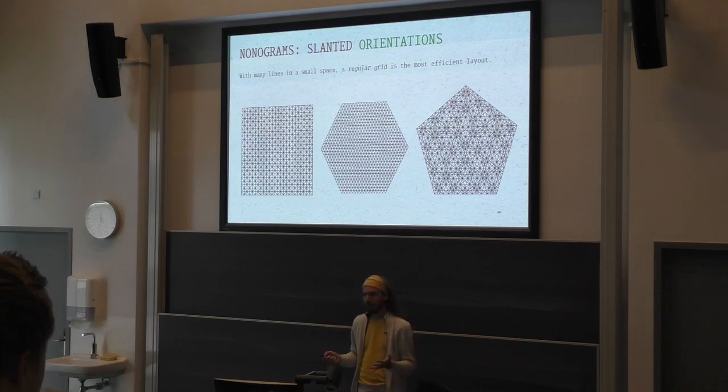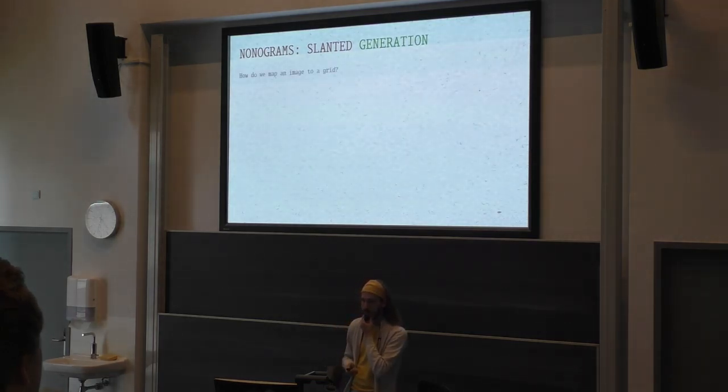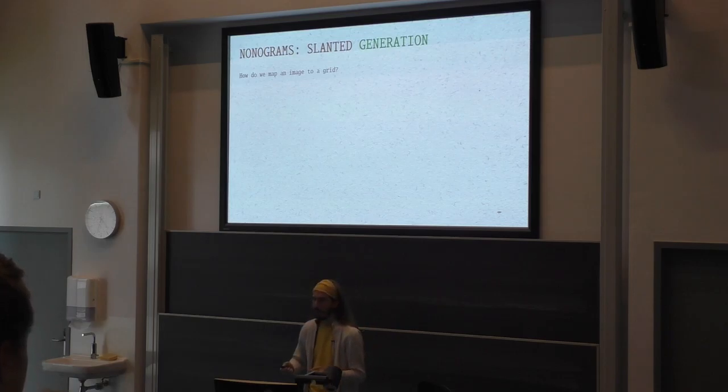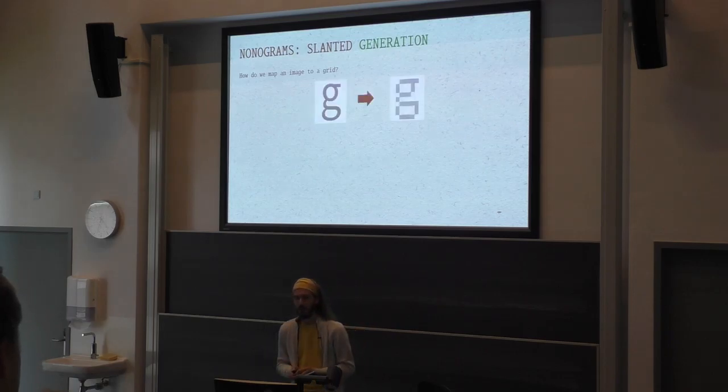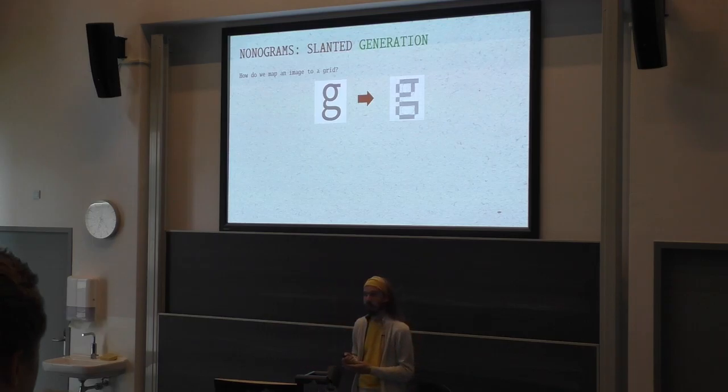So then that leads to a question. If I have a picture and I want to represent it using one of these grids, how do we map an image to a grid? And that's actually something for which there is a lot of research. So for instance, because fonts have to be displayed on monitors, especially 20 years ago, these monitors had pretty low resolution, so there's a lot of research from that time on how to map a shape into a set of pixels which represents it well.